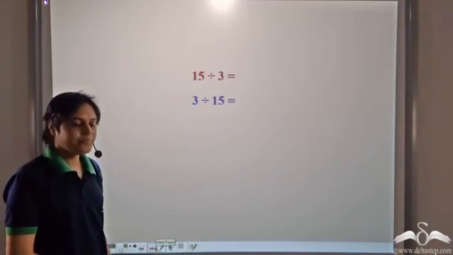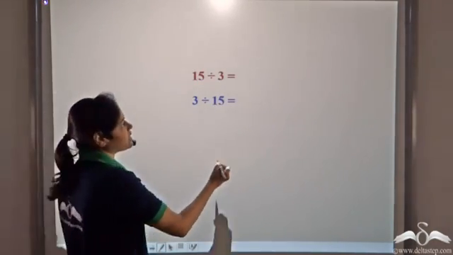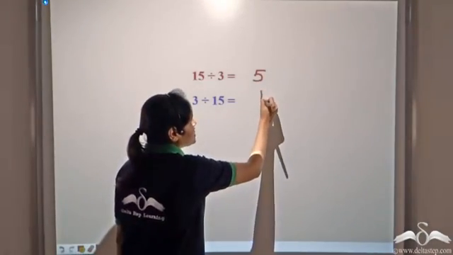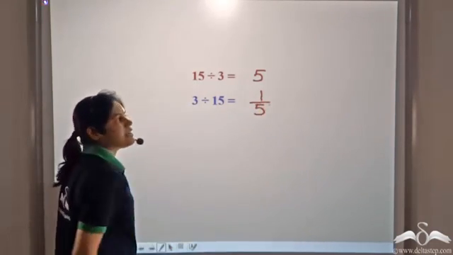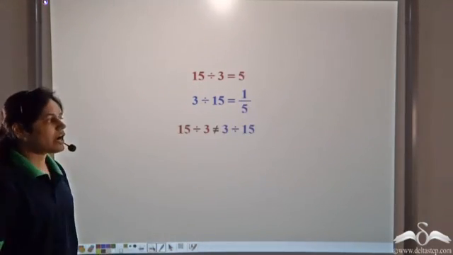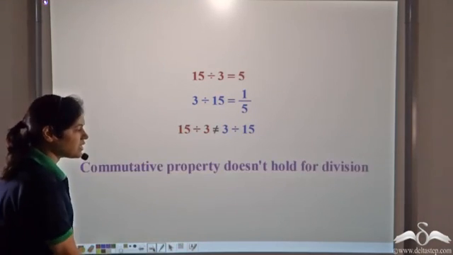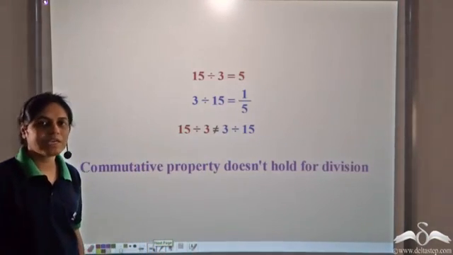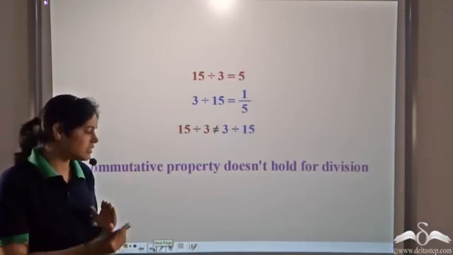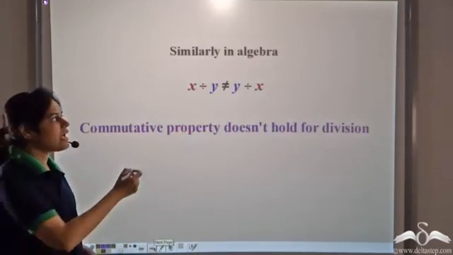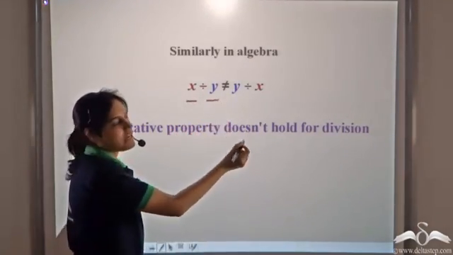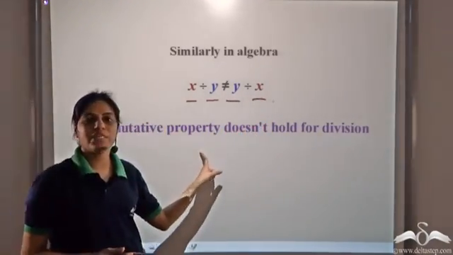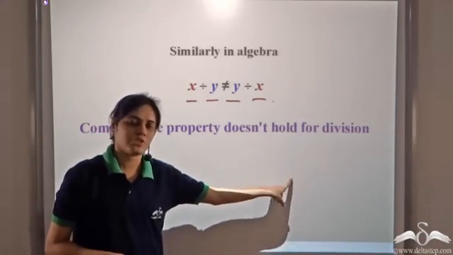Now what about division? 15 divided by 3 gives us 5. 3 divided by 15 gives us 1 by 5. So clearly these two are not equal. So we say that the commutative property does not hold for division in arithmetic. Similarly, in algebra, because variables are representation for numbers, x divided by y is not equal to y divided by x. So commutative property does not hold for division.